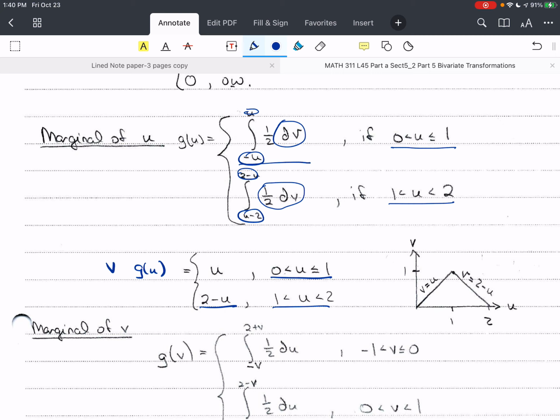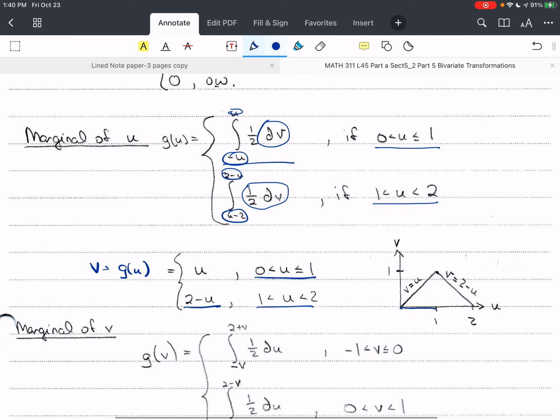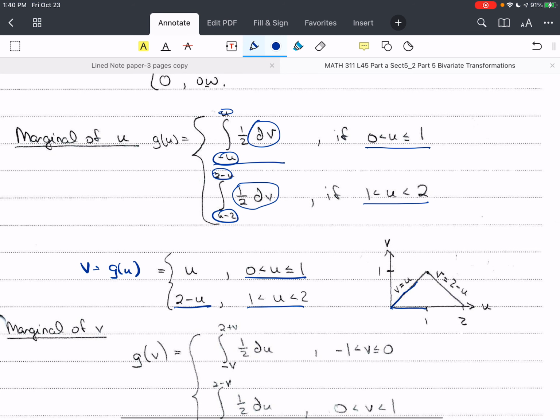I could write that as v equals g of u, and if I do that, then I can plot this. Between 0 and 1 for u, v is equal to u. That's this line here. And when u is between 1 and 2, then I get v equals 2 minus u here. And so I have a triangular distribution that has its base on the u-axis.